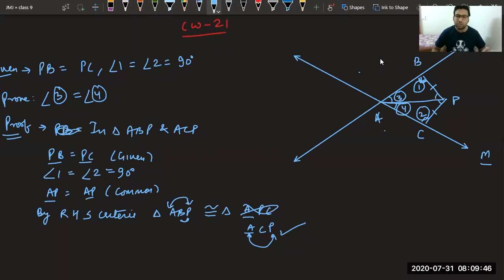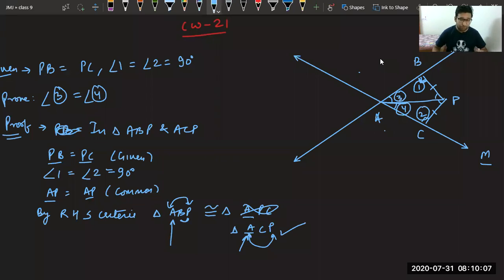ACP Pradyuman we have got. So it is the triangle. Now we have to prove angle 3 equal to angle 4, and you observe 3 is coming with A, 4 is coming with A, and A's position is the same in both the triangles. That means they are corresponding parts of congruent triangles.